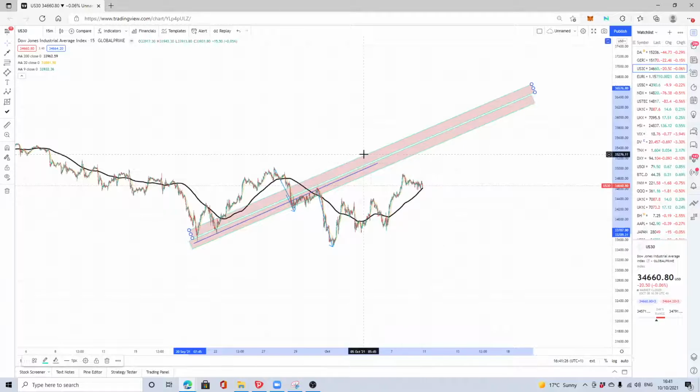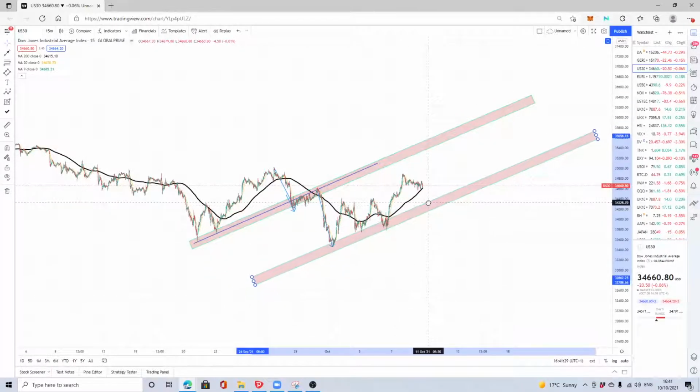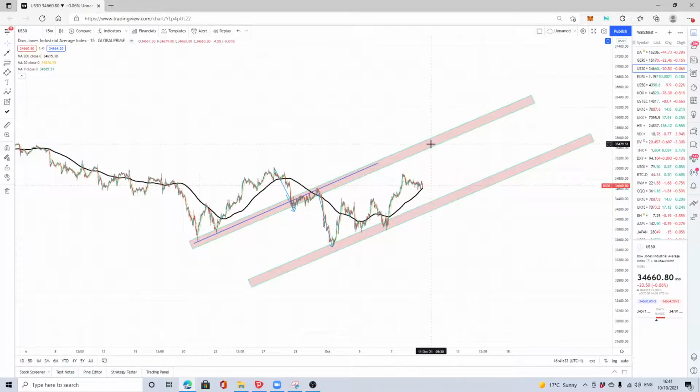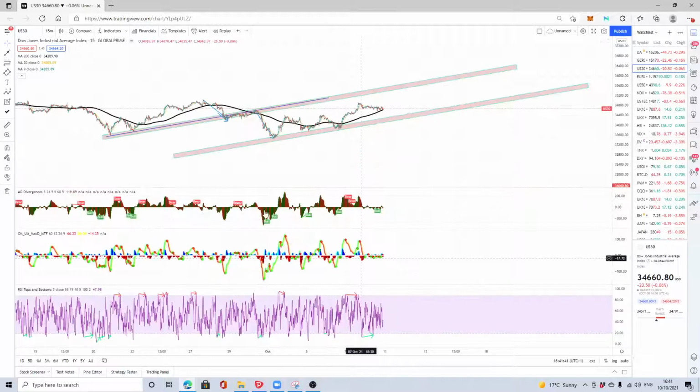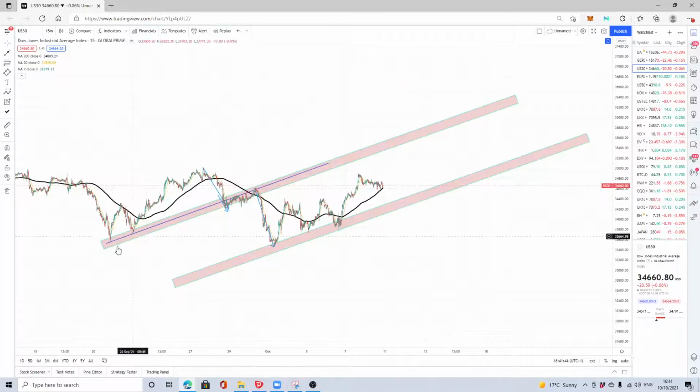What we can also do is clone that, and all of a sudden we've got this channel by just cloning what was previous resistance. We now have a really, really clear channel that the price has respected until it doesn't. So again, just remember that you've got your trend line, support and resistance.